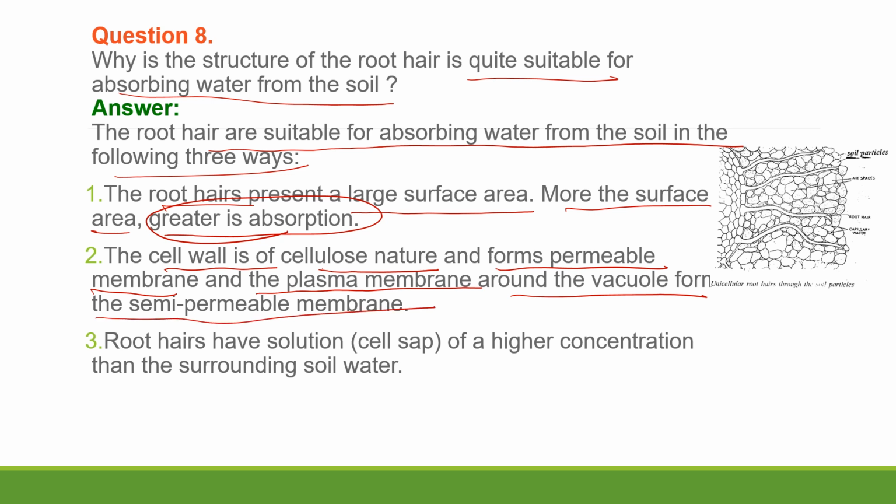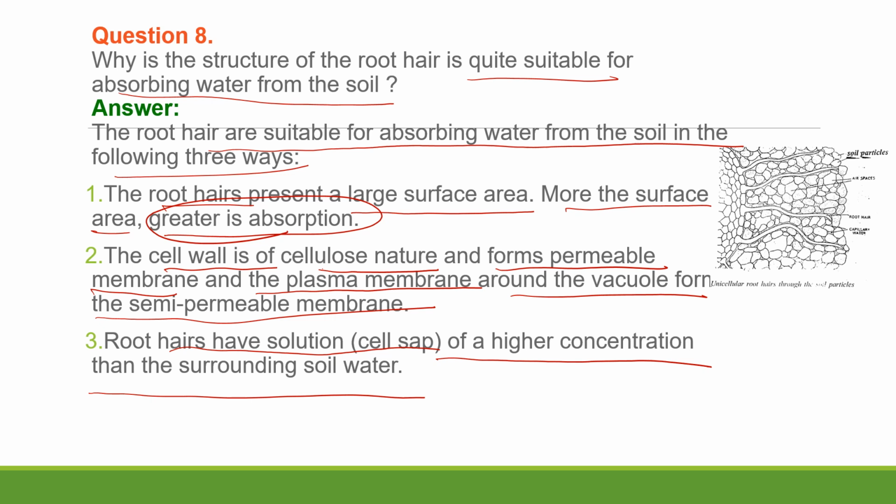So the cell wall of cellulose nature forms the permeable membrane, and the plasma membrane around the vacuole forms the semi-permeable membrane. Now the root hairs have a solution, that is cell sap, at higher concentration than the surrounding soil water. So always they have a solution. The cell sap is of a higher concentration than the surrounding soil water, that helps in absorption as well.